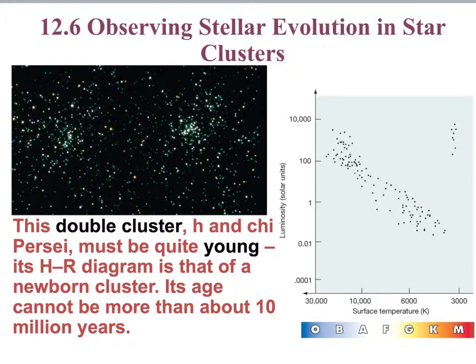Here we can see in this double cluster stars that lack a lower main sequence and the highest main sequence. So these would be about 10 million years. Remember that the region that's right here has not reached the main sequence, and these have already turned off. So our youngest would be missing the lowest mass and the highest mass.